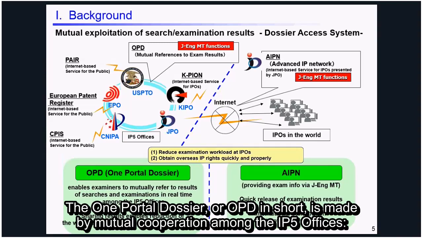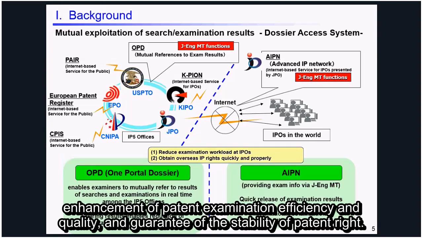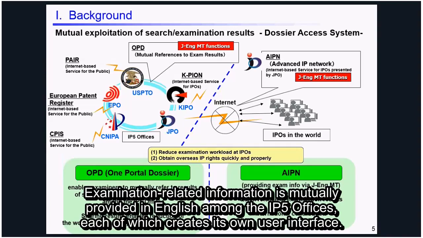The One Portal Dossier, or OPD in short, is made by mutual cooperation among the IP5 offices, the EPO, the JPO, KIPO, CNIPA, and the USPTO, for the elimination of unnecessary duplication of work among the offices, enhancement of patent examination efficiency and quality, and to guarantee the stability of patent right. Examination-related information is mutually provided in English among the IP5 offices, each of which creates its own user interface.